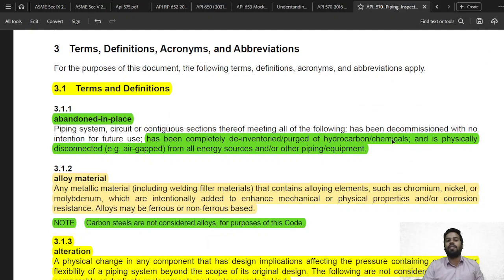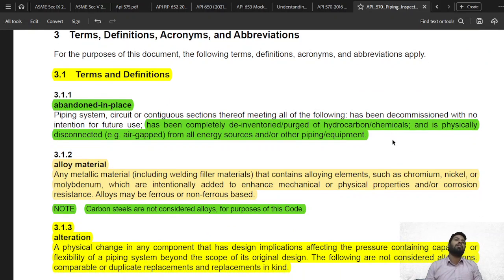Next is terms, definitions, acronyms and abbreviations. Again, it is recommended that you read all the definitions present here. Most of the definitions are very common to understand, but some definitions are more important than others. You need to read and understand what an abandoned service is, what an authorized inspector is, what an examiner is, and all of these things. What is an owner or user, and who is a repair organization.